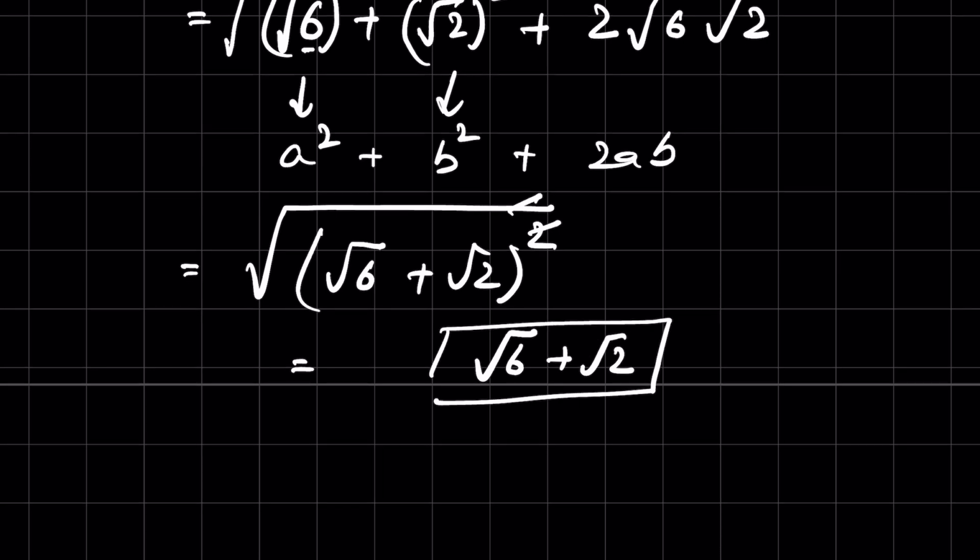You can put the value of the square roots and find the answer, or you can leave it like this when it has asked for simplification.